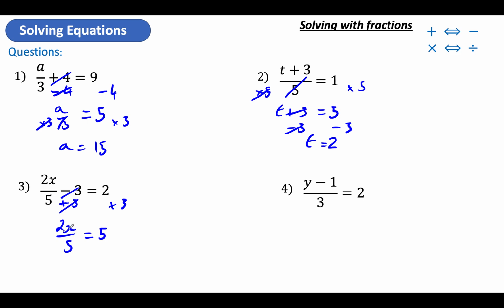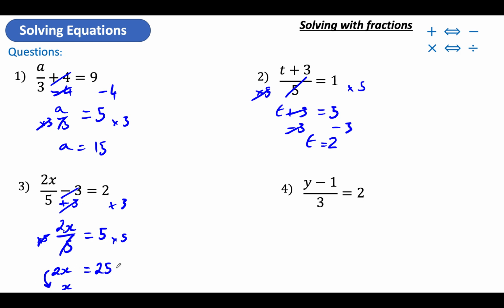Now, everything is over this fraction line, over this denominator. So I'm going to remove that denominator by multiplying by 5. That will cancel out that division, just leaving 2x on its own. But I must do it to both sides. So that's 5 times 5 is 25. And then I'm running out of space on screen.